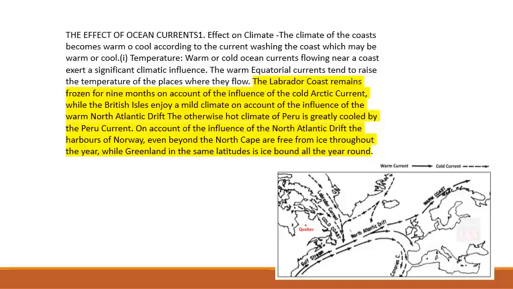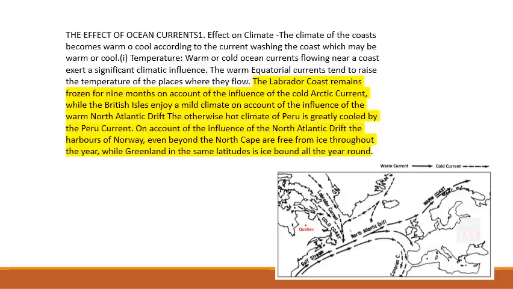The cold ocean currents, on the other hand, because they carry cold water along with them, reduce the temperature of the coastal areas. The Labrador coast remains frozen for 9 months because of the influence of the cold Arctic current, while the British Isles enjoy a mild climate because of the influence of the North Atlantic drift. Peru otherwise has a very hot climate, but it is cooled by the cold Peruvian current.